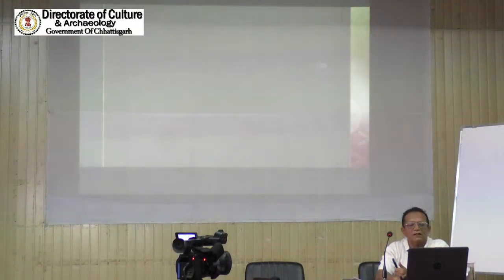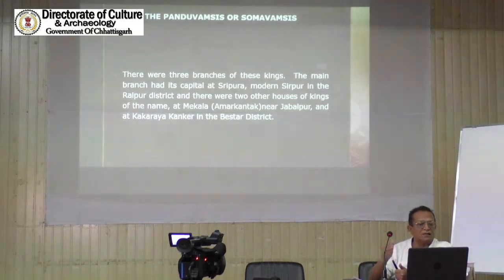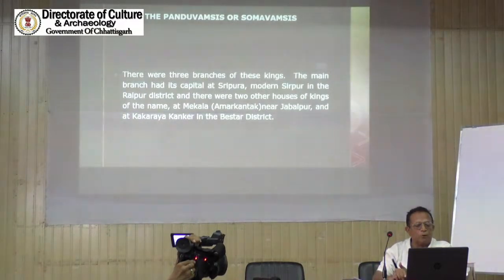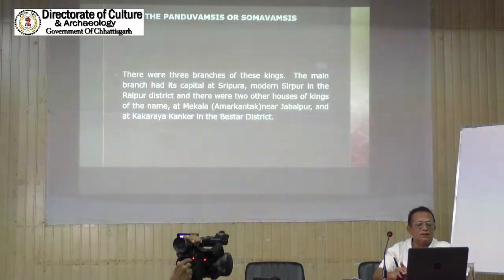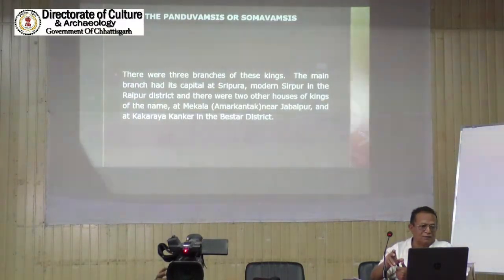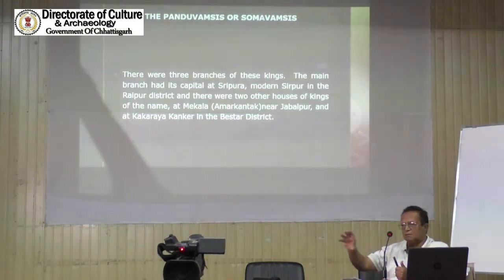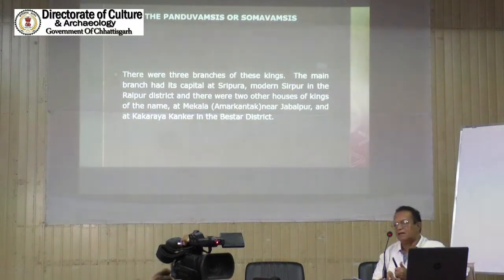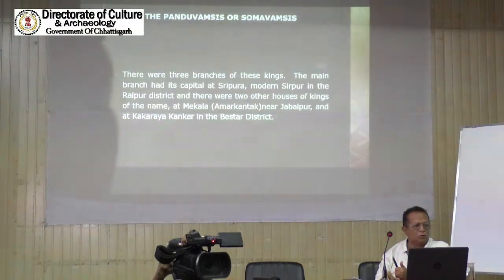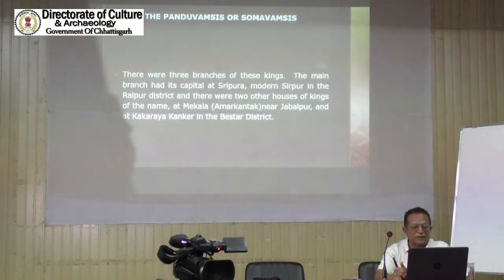So these are all the things, and the Panduvamshis, 3 branches. This is very important. The main branch had its seat at Sripura, modern Sirpur, Raipur district. There are 2 houses, Mekala, that is the Amarkantak region, and near Jabalpur, and the Kanker in Bastar. So they have tried to make 3 divisions of these branches, the main being the Sripur branch of the Somavamshi, and the rest 2 in the adjacent districts.